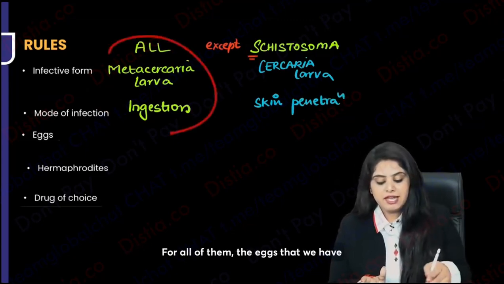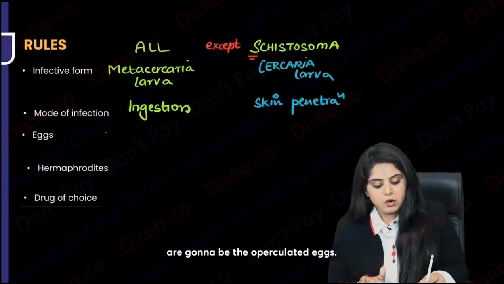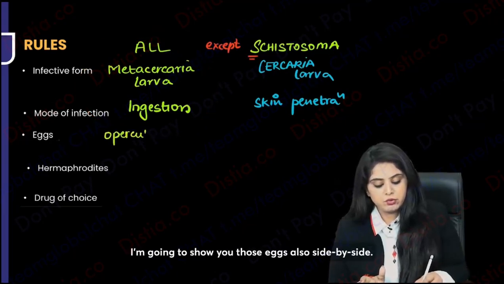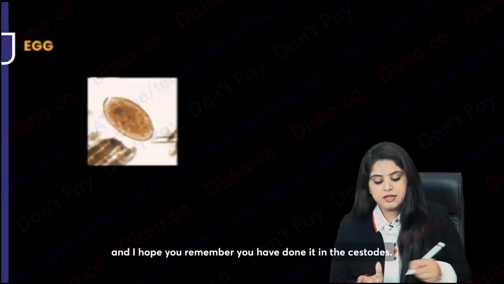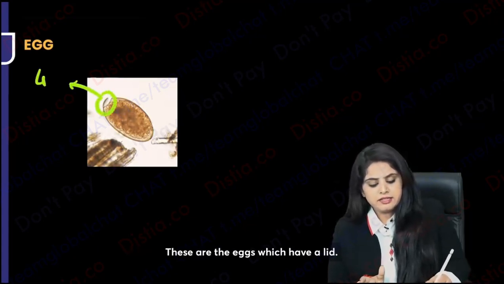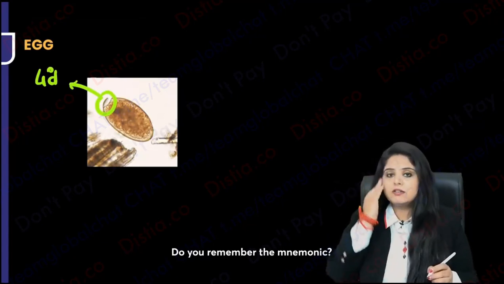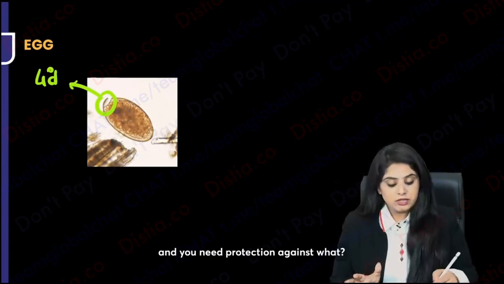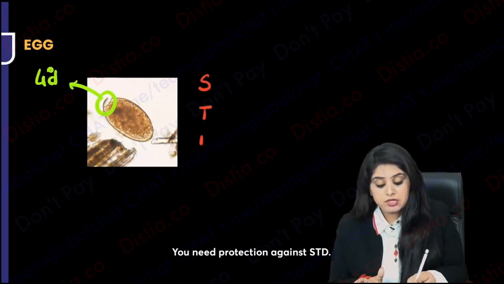For all of them, the eggs that we have are going to be the operculated eggs. I'm going to show you those eggs also side by side. For all of them, it's the operculated eggs, and I hope you remember you've done it in the cestodes. How do the operculated eggs look? These are the eggs which have a lid. Do you remember the mnemonic? Lid is for protection, and you need protection against what? You need protection against STDs.